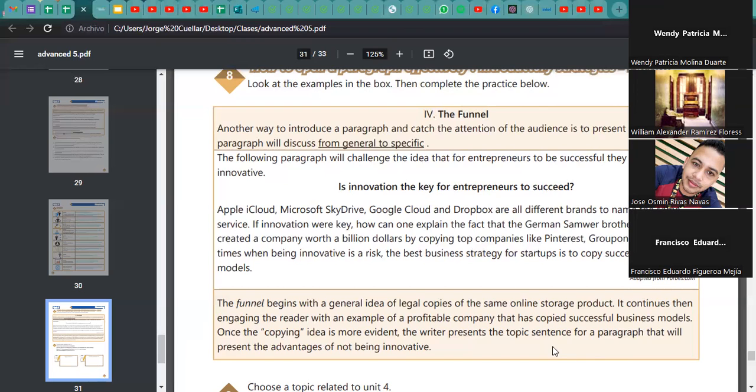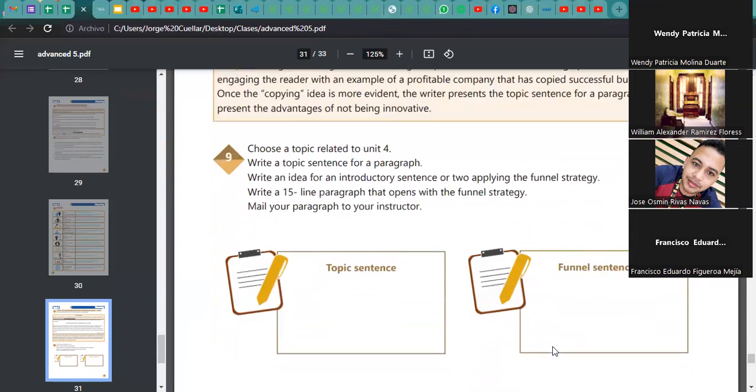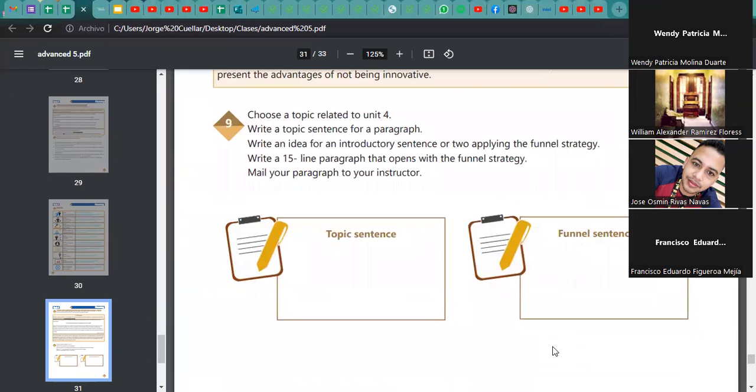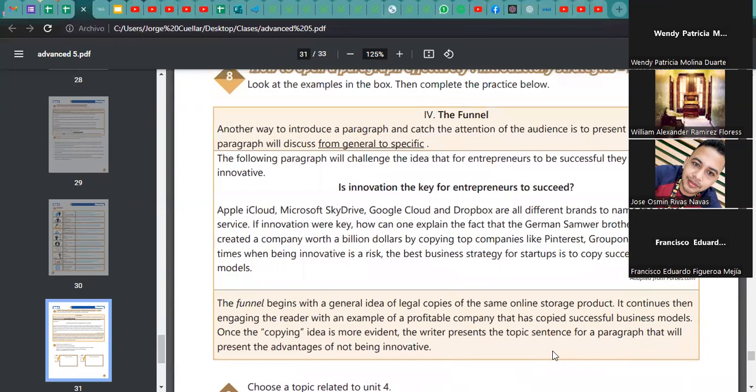Okay. All right. So it says, write a topic sentence for the paragraph. Write an idea for an introductory sentence or two, applying the funnel strategy. Write a 15-line paragraph. Well, 15 is too much, I guess, but we're going to write a paragraph that opens with the funnel strategy. We're going to do it right now so we can practice that one.